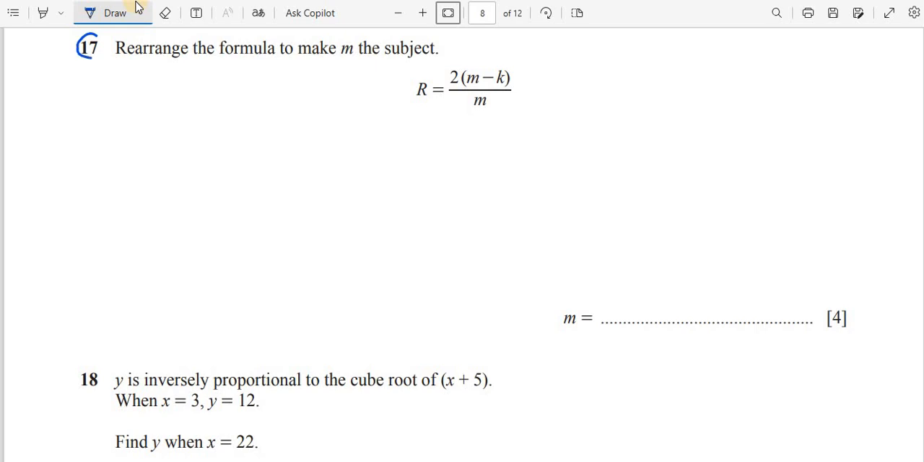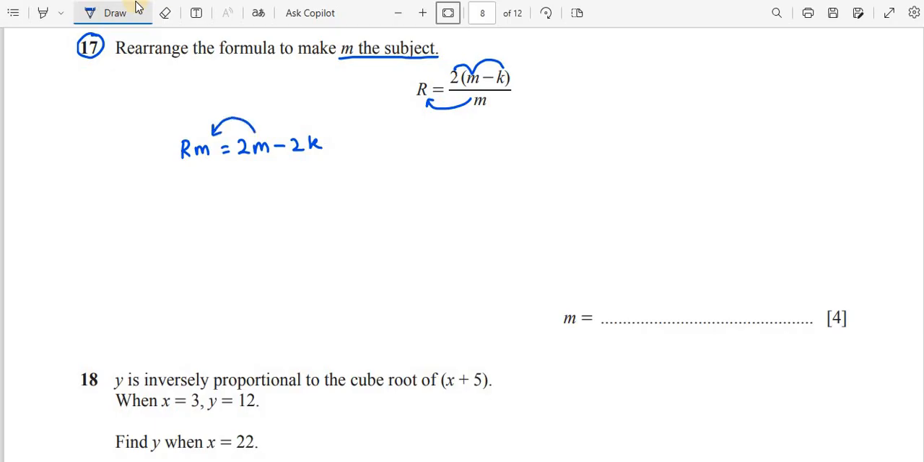Question number 17. Rearrange the formula to make M the subject. Here M is divided, so if we shift it to the other side, it multiplies with R. So RM is equal to 2 multiplied with both variables, 2M minus 2K.